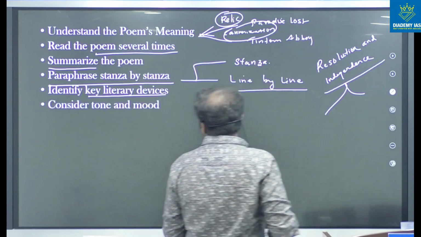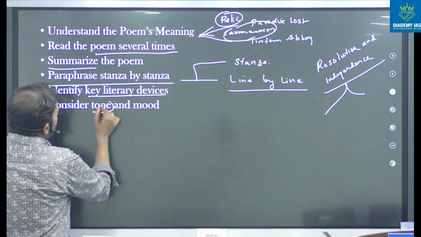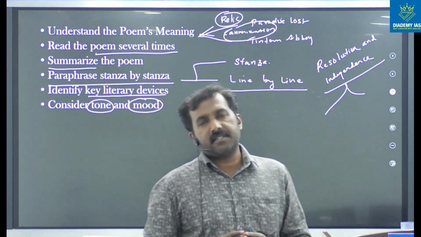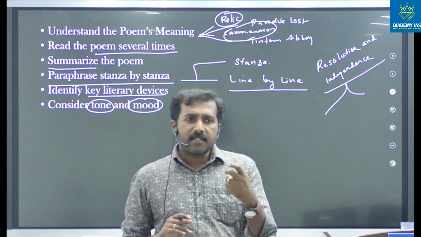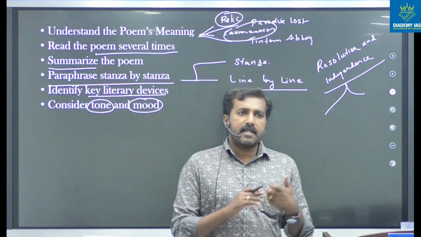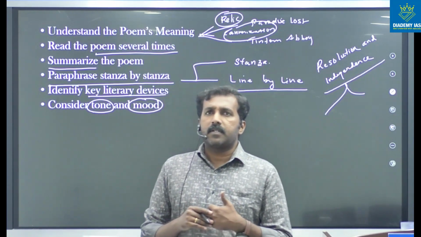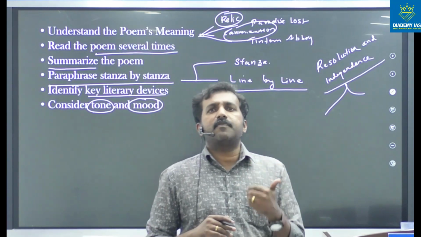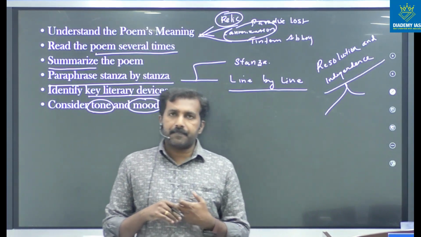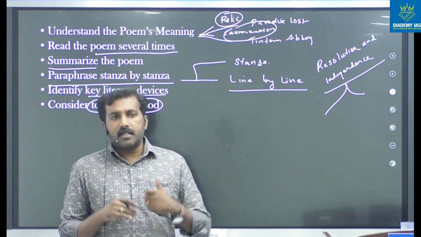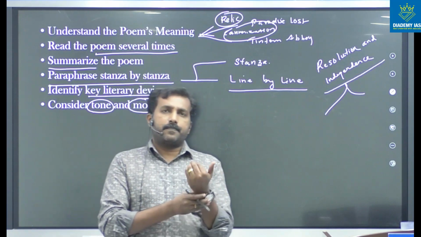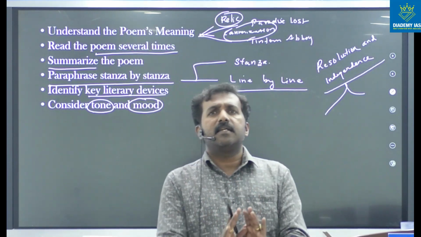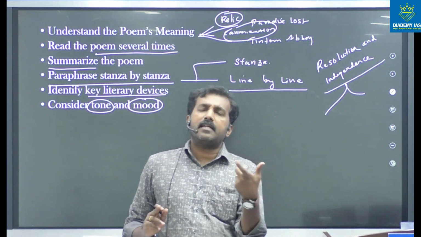The next important step is to consider the tone and mood of the poem. That is a very important thing. Tone and mood are different. The tone of the poem is what the poet means through that poem. For example, the poem The Relic by John Donne is a metaphysical poem, and John Donne is a metaphysical poet. What is the tone of that poem? The tone is love, spiritual love, beyond the physical, beyond the material. There is a love, that is the tone. At the same time, there is a melancholic tone there.